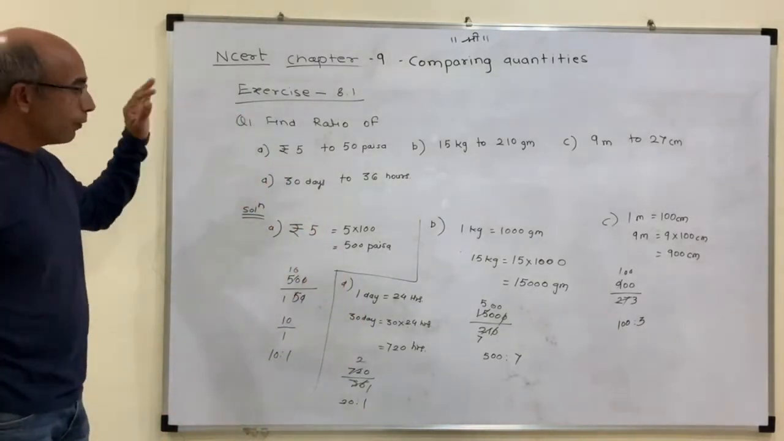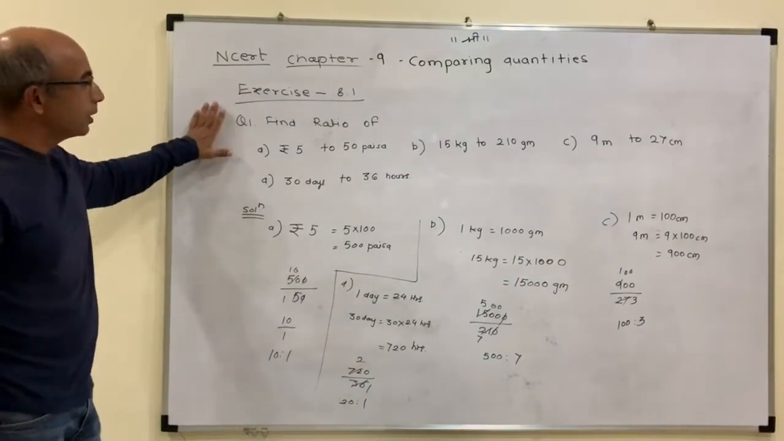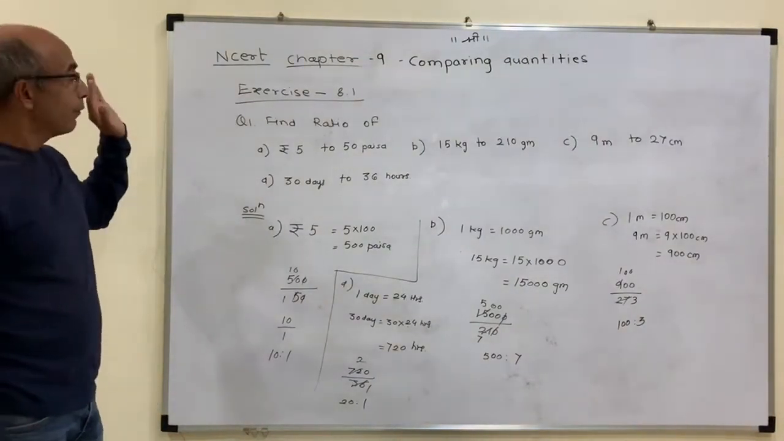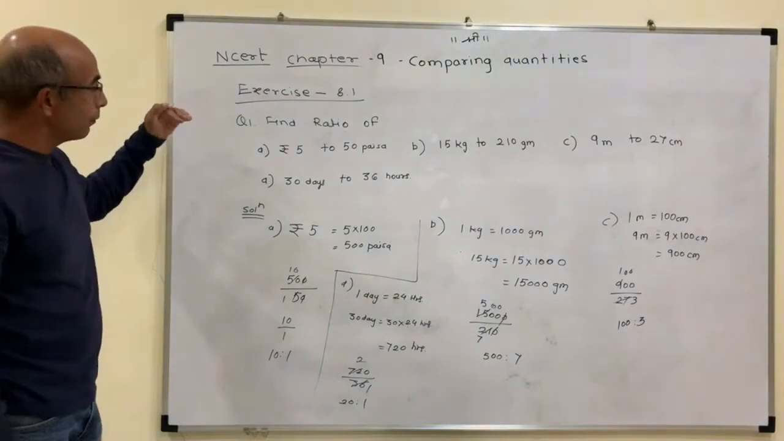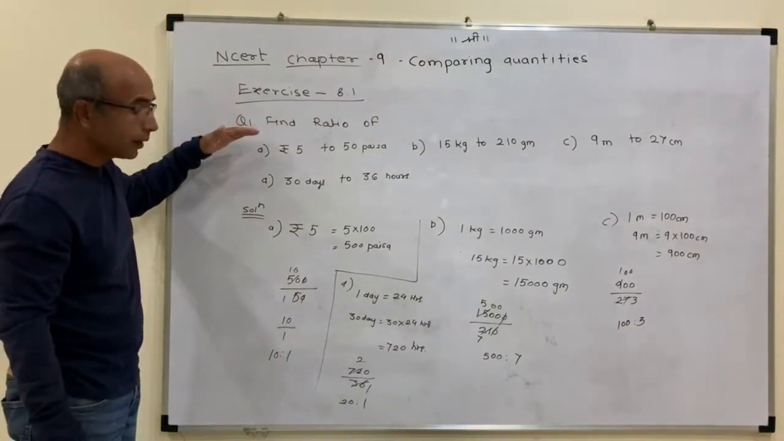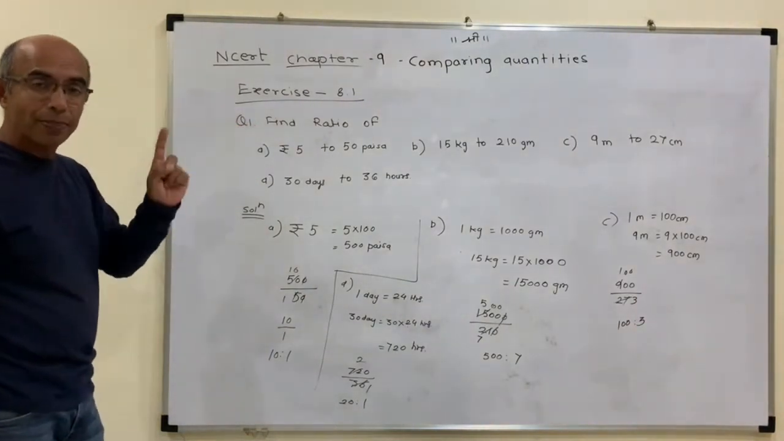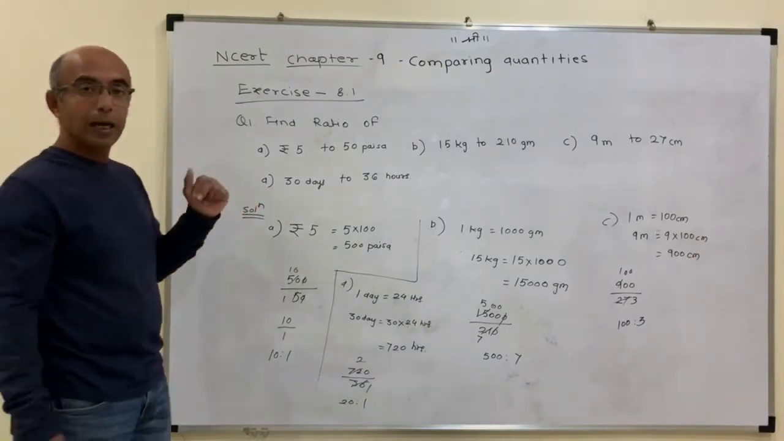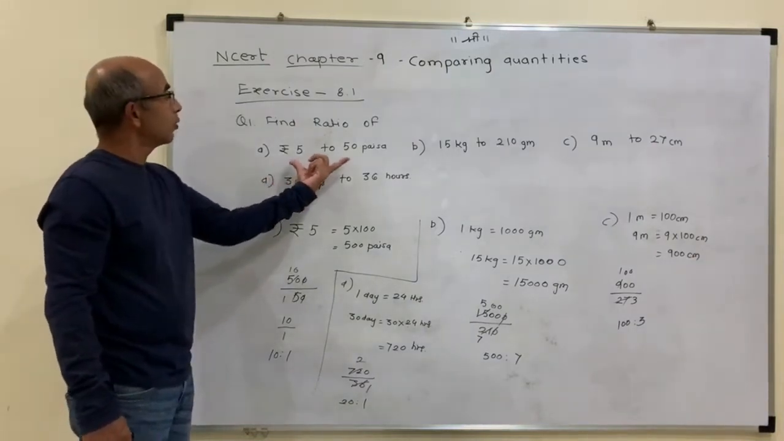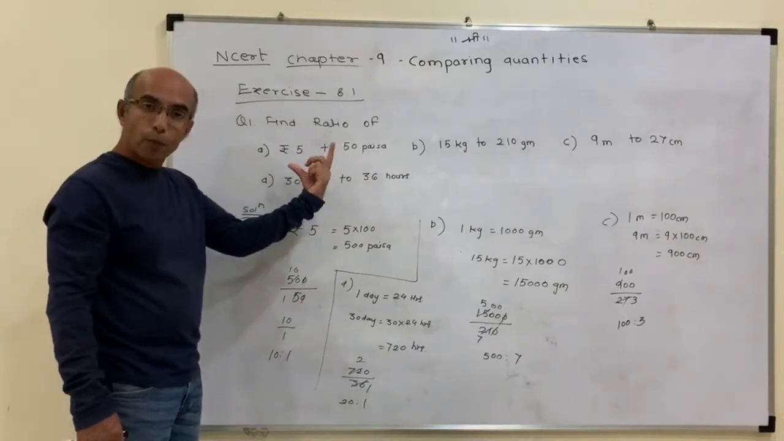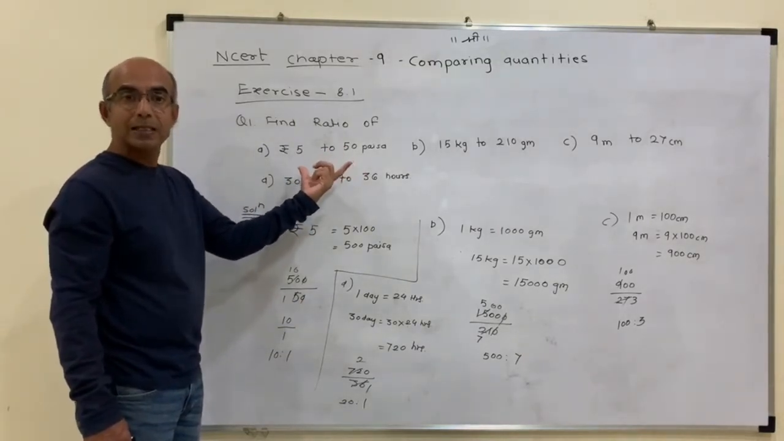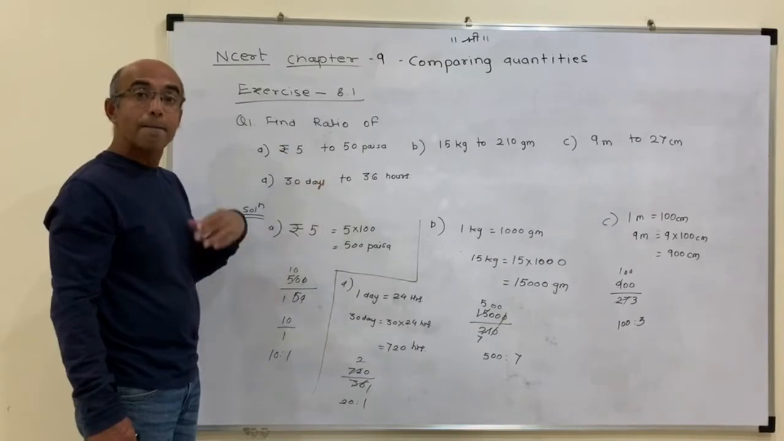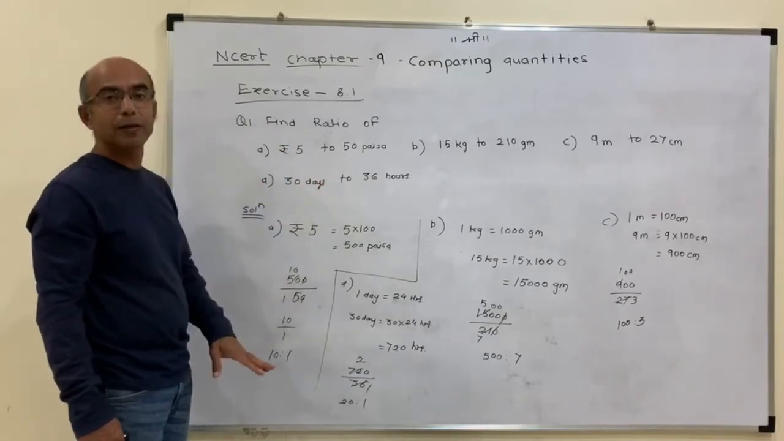So what we learned from this particular question 1 is that when we find the ratio of two numbers, first, both quantities should be of the same kind, and secondly, the unit of measure of both quantities should be the same. If it's not the same, make them the same and then find the ratio.